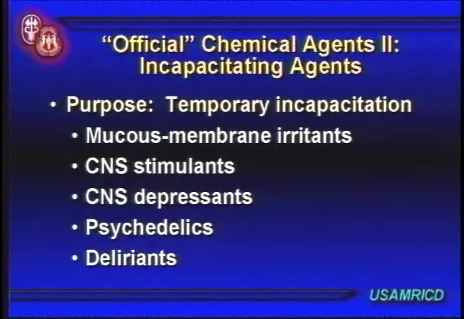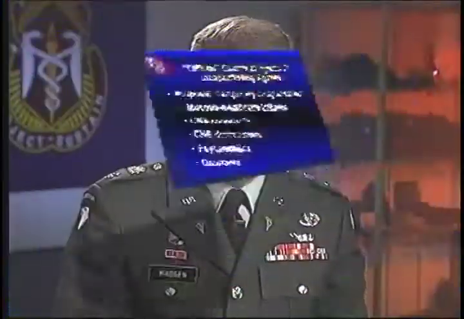Okay, we've talked about the toxic agents, that is, the lung agents, the blood agents, the blister agents, and the nerve agents. Let's talk briefly about the other major category of official chemical agents, the incapacitating agents. Incapacitating agents are designed not to cause serious or long-term effects. There are several compounds that could theoretically be used as incapacitating agents. We could talk about hallucinogens such as LSD, we could talk about marijuana, we could talk about other agents that would induce some sort of temporary dysfunction.